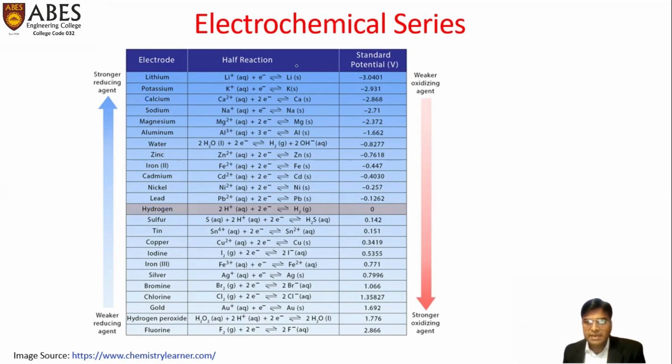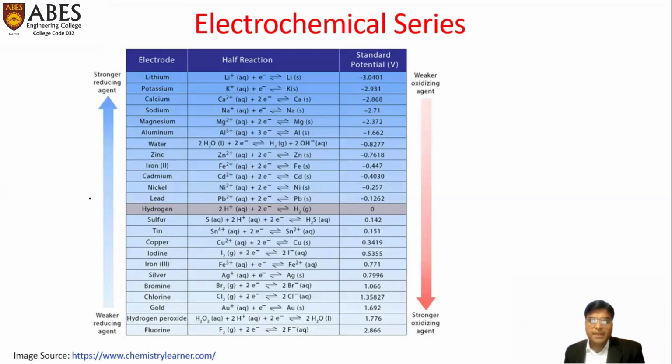These have standard reduction potential values lesser than the hydrogen electrode. Third thing we can see is that most of the non-metallic elements like sulfur, iodine, bromine, chlorine, fluorine are listed at the bottom, which are below the standard hydrogen electrode. They have the reduction potential greater than that of standard hydrogen electrode.